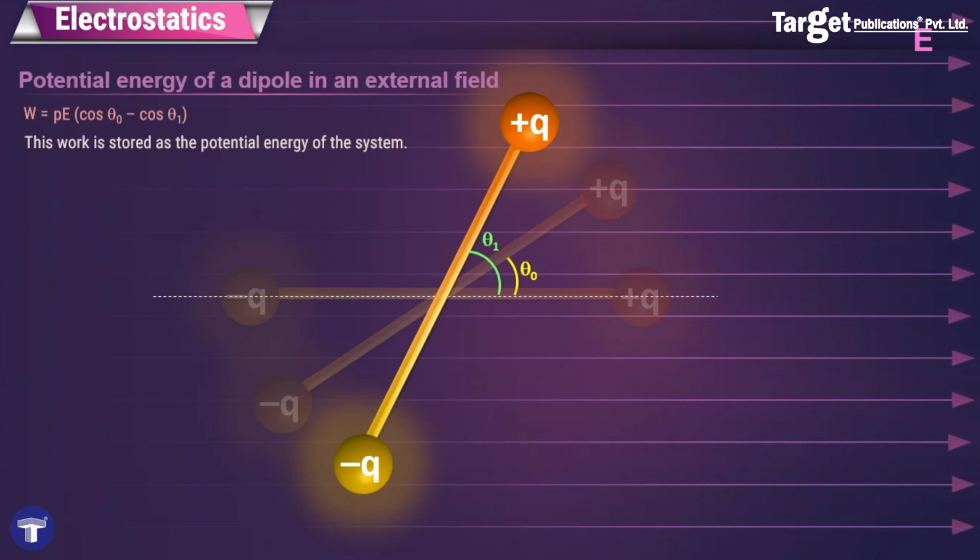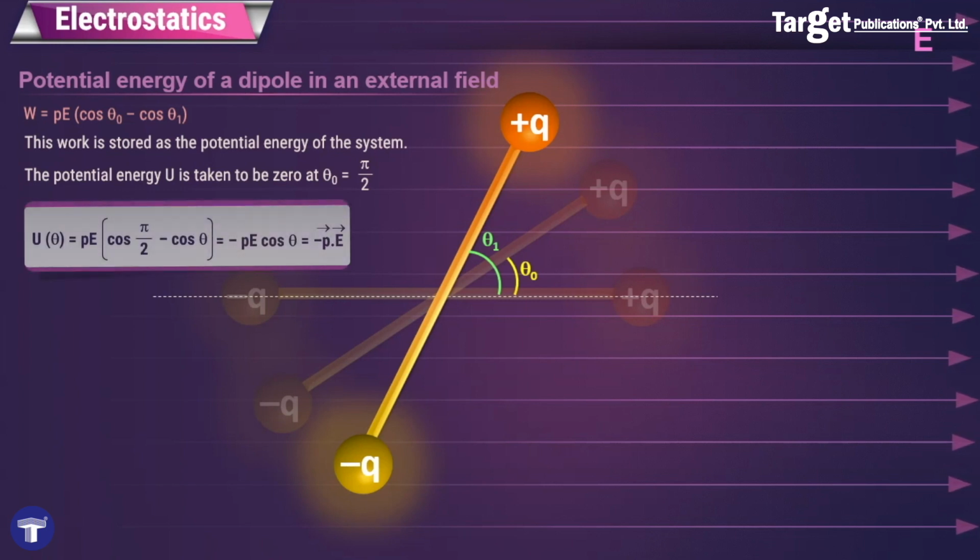And as usual, whenever we were defining a potential energy or a potential, we were defining that one point where the potential was defined to be 0. So in case of an electric dipole, the point, that is the angle of 90 degrees, is considered to be the 0 potential energy point. So we say that the potential energy is taken to be 0 at theta naught equal to 90 degrees.